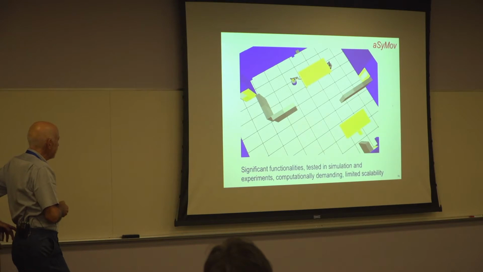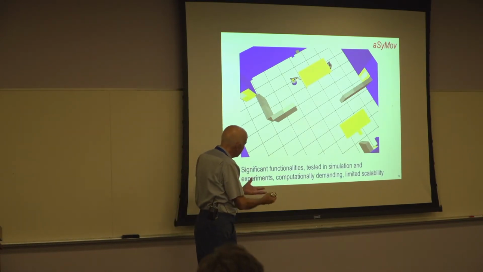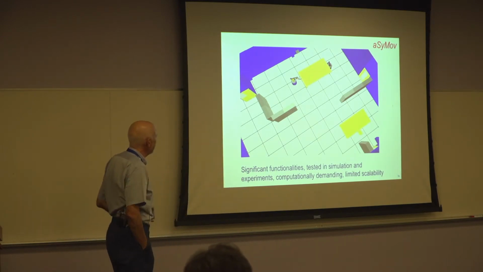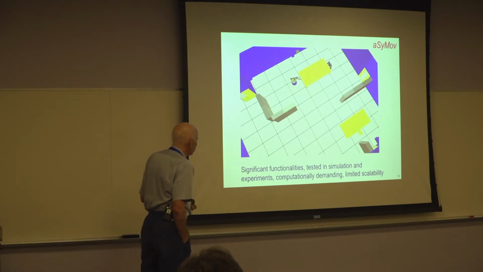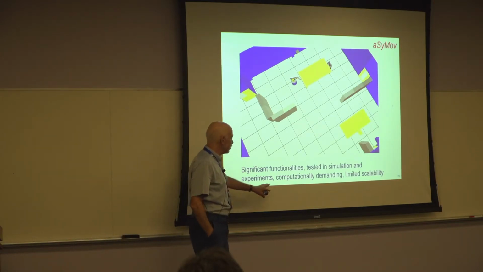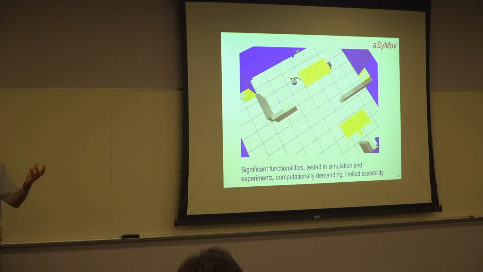So it is a system with a quite significant set of functionalities. In particular, it allows to take into account two robots, closed kinematic loops, and so on. It has been tested in simulation and in real experiments. It is computationally very demanding, and its scalability is quite limited. This is something that takes minutes of planning time, in the order of 20 minutes. And probably it's one of the most complex examples that has been solved with Asimov.